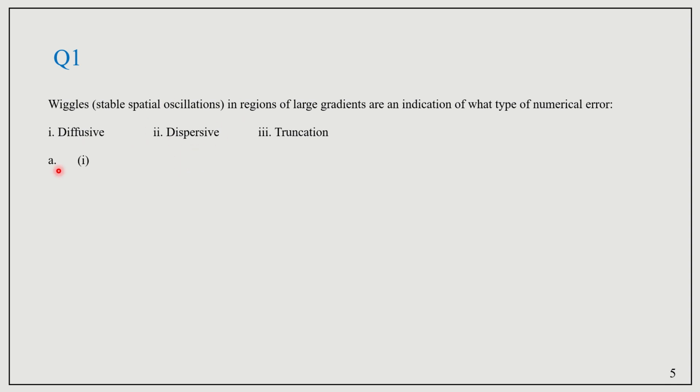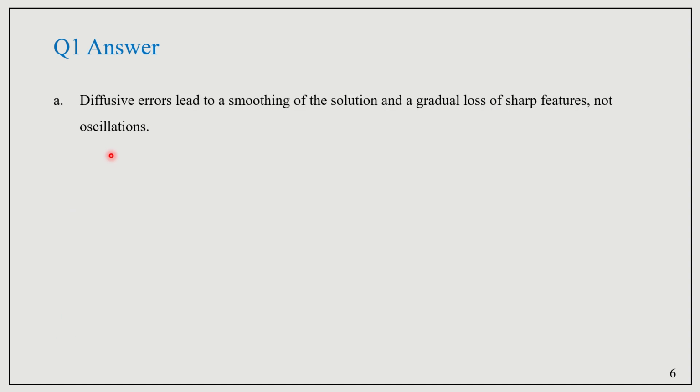Option A is 1. Option B is 2. Option C is 1 and 2. Option D is 1, 2 and 3. So we know that the answer is option B, that is 2. Dispersive error is the right answer. Now we'll see a quick explanation for that.